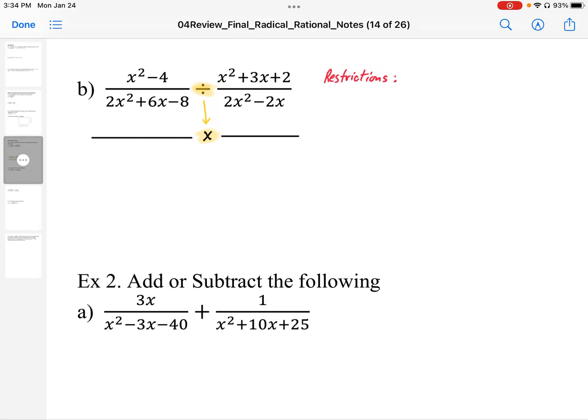In example B, I notice that I am going to be dividing a fraction. So the first thing I'm going to do is switch that divide into a times. I just have to make sure I flip that second fraction. Now I'm going to factor as I do this.